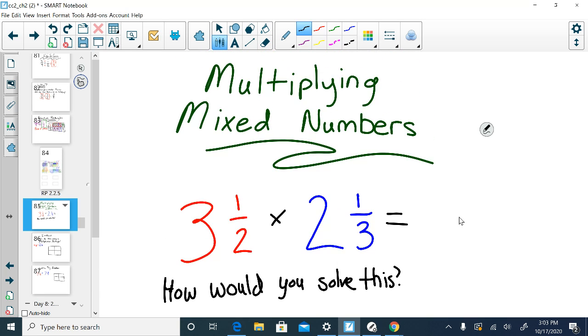Alright, so now we're going to take a look at multiplying mixed numbers. So my question for you guys is, how would you solve this problem below? 3 and 1/2 multiplied by 2 and 1/3. How would you solve this? Go ahead, pause the video, and then come back when you think you have it.